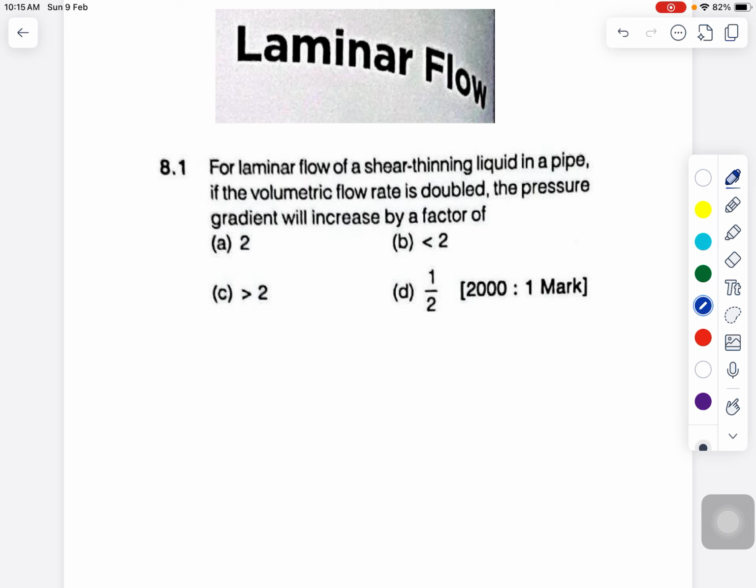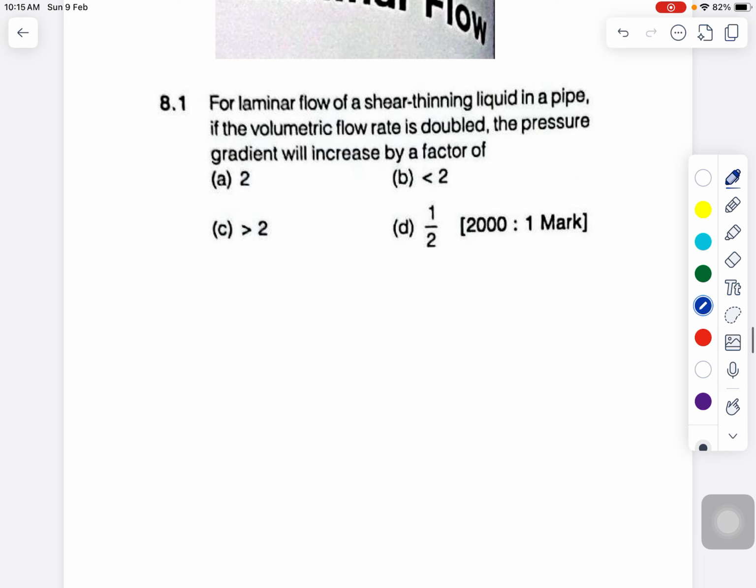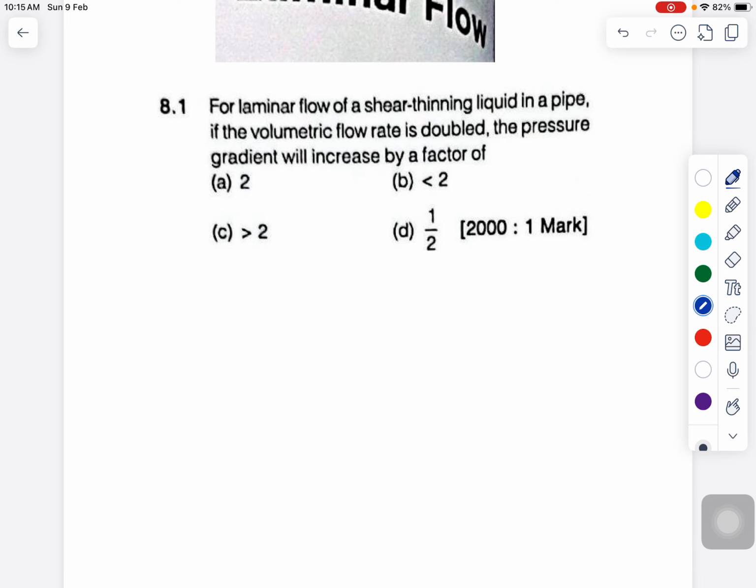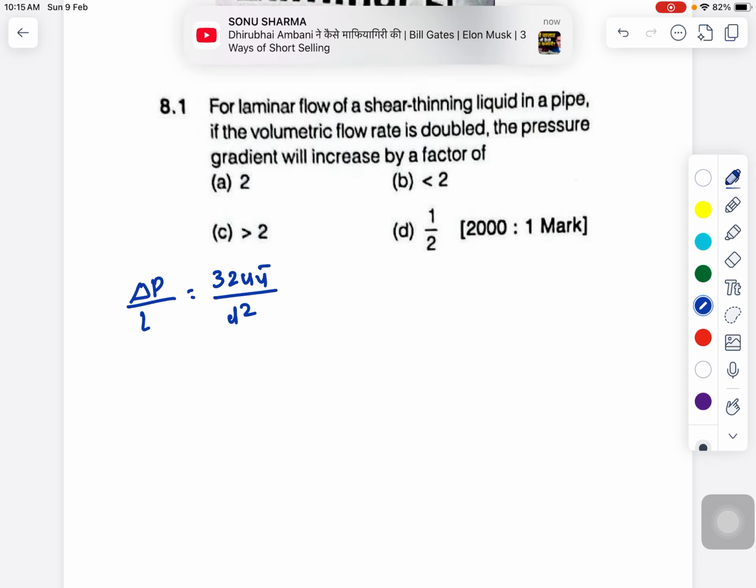For the laminar flow of a shear thinning liquid in a pipe, if the volumetric flow rate is doubled, then the pressure gradient. So when we talk about the laminar flow, the pressure drop per unit length can be written as the Hagen-Poiseuille equation, 32 mu u bar divided by d square. Okay, and here you can see that the volumetric flow rate is double.